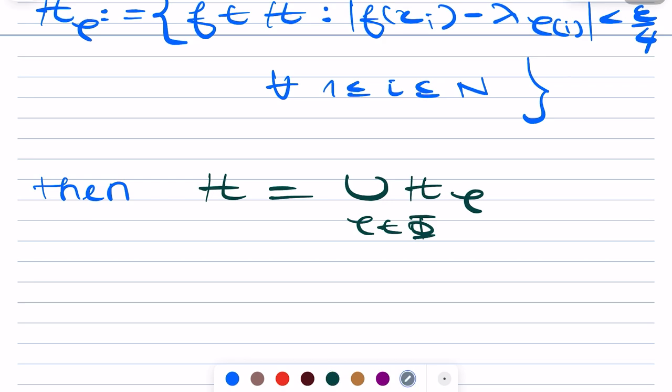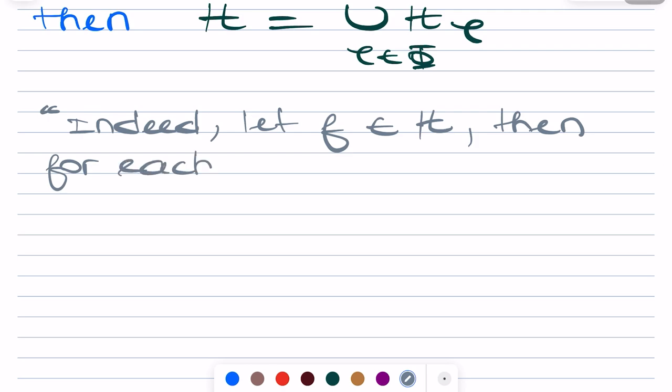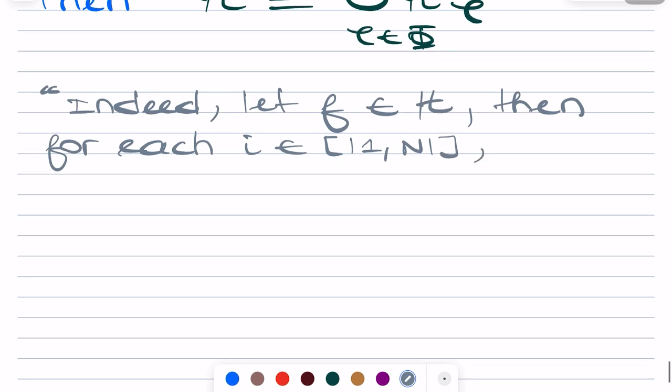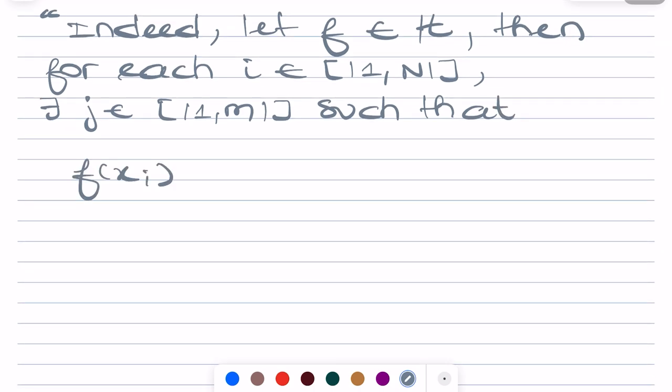And then you're going to prove it. The other inclusion is actually trivial, so you only need to consider the case h contained in the union. So let f be an element of h. Then for each x i, i up to capital N, there exists j in 1 to m such that f of x i is an element of the ball centered at lambda j and radius epsilon over 4.